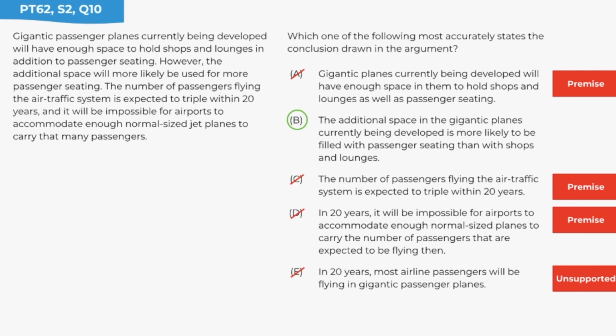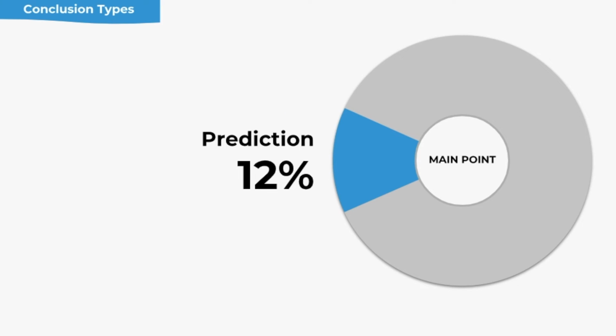That's the right answer. So let's return back to the conclusion for one more second. The additional space will more likely be used for more passenger seating. All right, so remember, this conclusion was a prediction. And we said that predictions have a tendency to serve as conclusions. On main point questions, 12% of the conclusions are a prediction about the future. So keep in mind or listen for them making a prediction based off of current information or maybe even information that they've collected in the past.